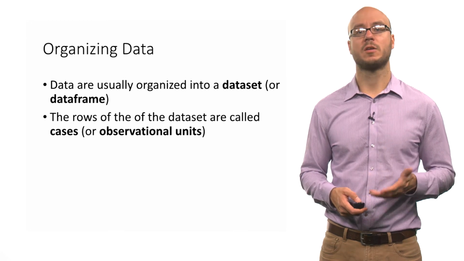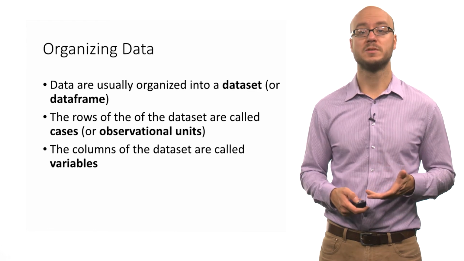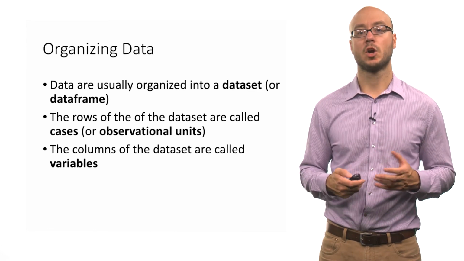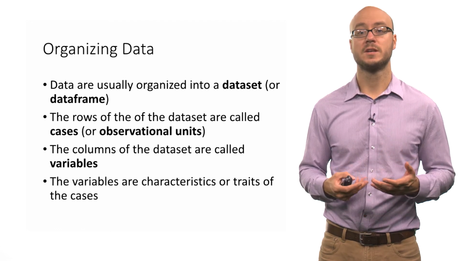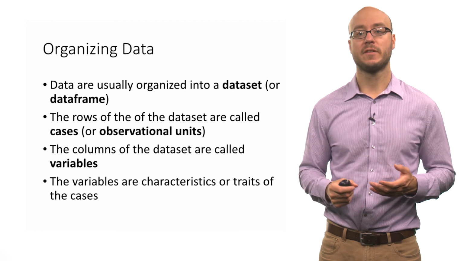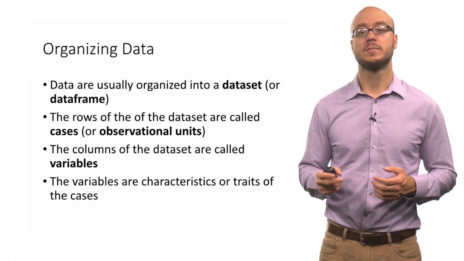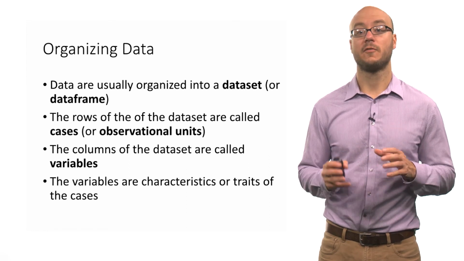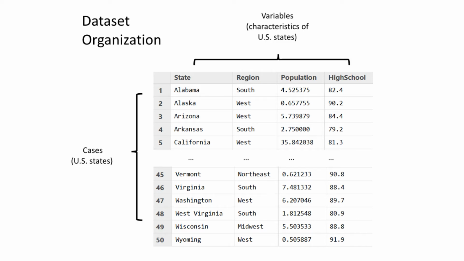The rows of the data set are called cases or observational units. Sometimes the rows are referred to as simply observations. The columns of this data set are called variables. Variables are simply characteristics or traits of the cases. To put it another way, each row is a different person or state or other kind of observational unit, and each column is some kind of characteristic or trait for each one of those observational units. So this is the data set that our research assistant has collected for looking at U.S. states. The cases are U.S. states, and the variables, the columns, are the characteristics of U.S. states.